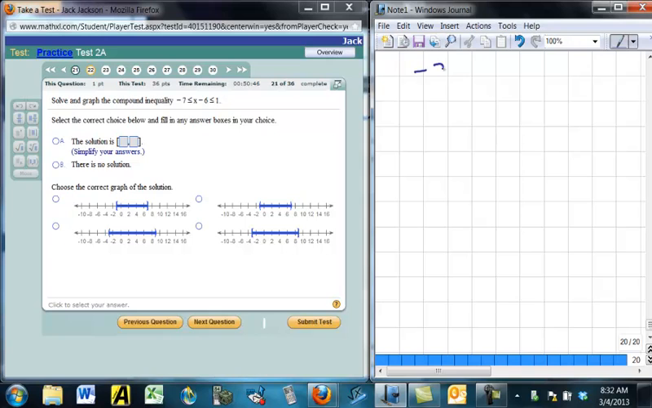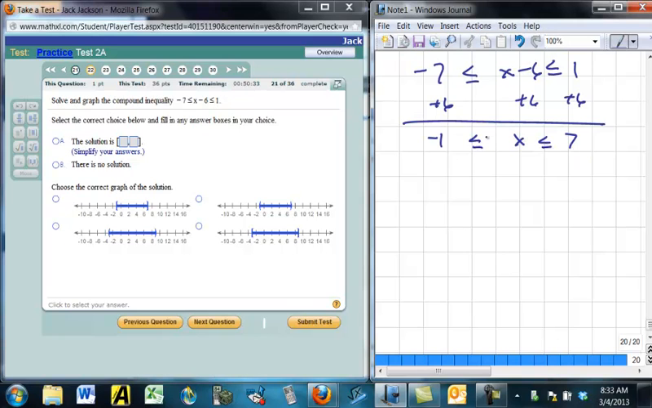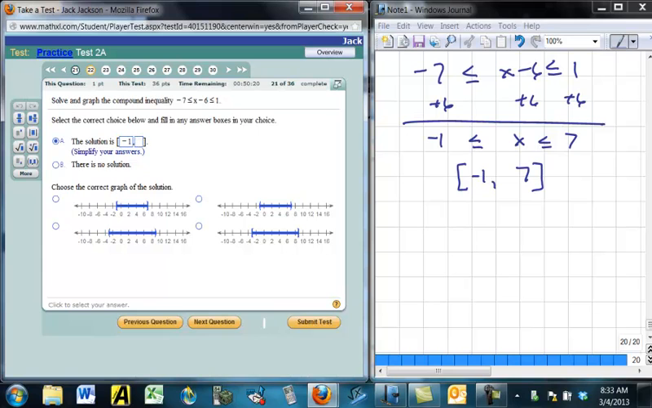Okay, a compound inequality, 7 less than or equal to x minus 6 less than or equal to 1. Add 6 to all three sides of this equation. Negative 1 less than or equal to x less than or equal to 7, and this is what you want. So in interval notation, this would go from negative 1 to 7, like that. And that's how they got it right here. And so it's going to be between negative 1 and 7, including the ends, which is that.